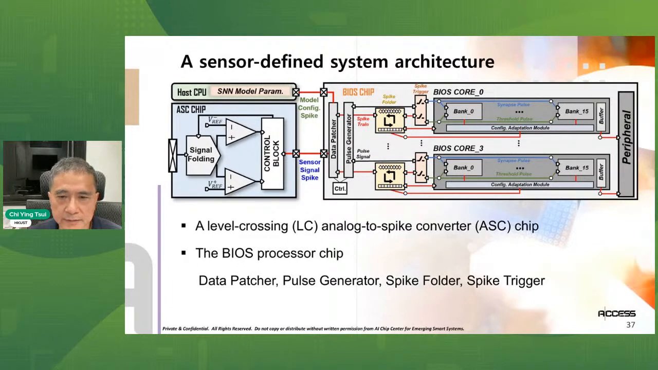Then the spikes are collected and sent to the second chip. Based on the spike train, an internal pulse generator produces different pulse widths that are sent into the core. The core is basically the SRAM-based computation engine, which does the computation. Mainly we are doing an integrate-and-fire type of spiking neural network.